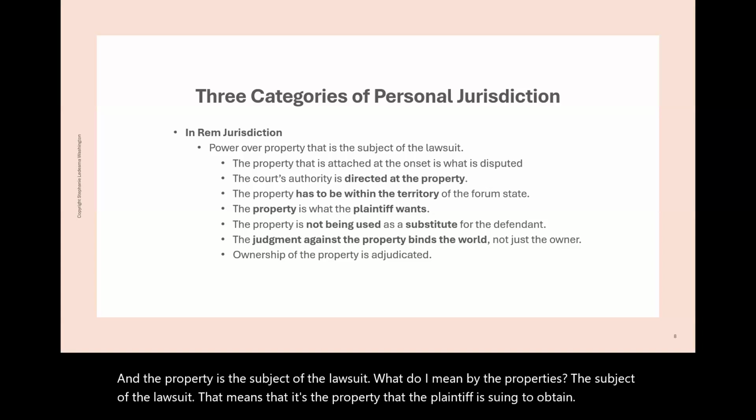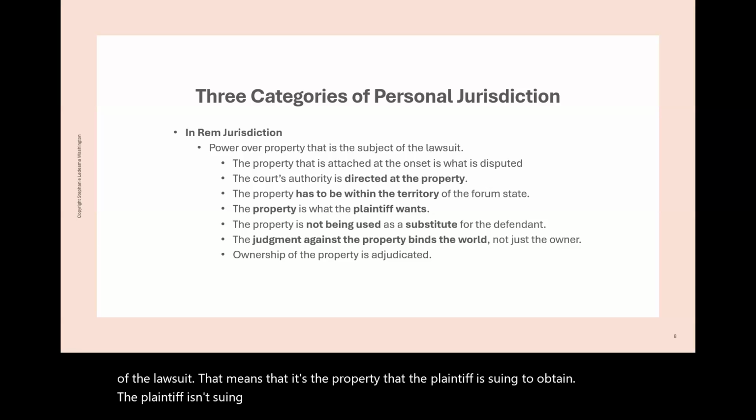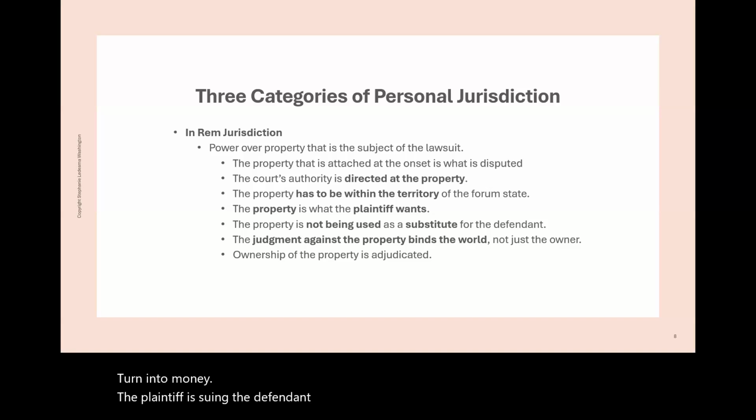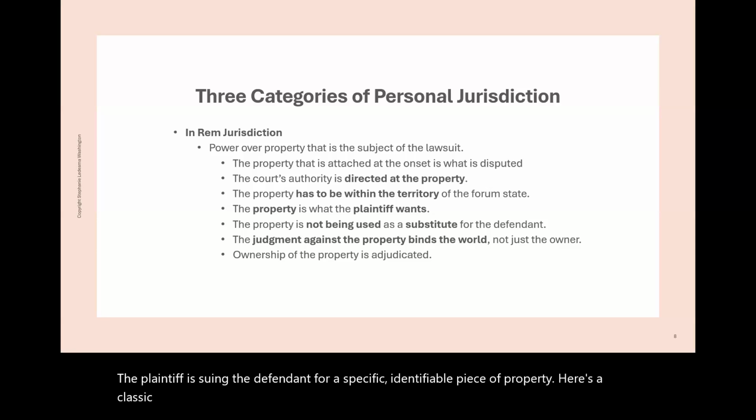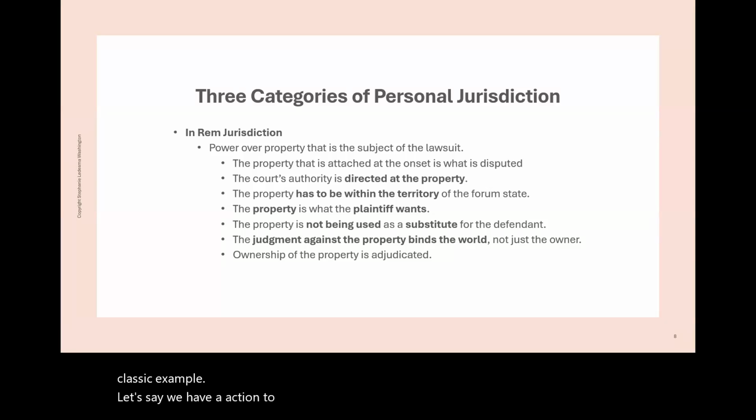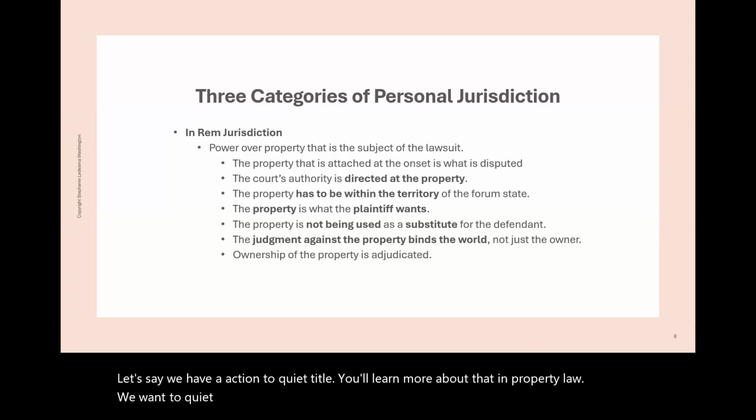The plaintiff isn't suing the defendant to obtain a judgment that can turn into money. The plaintiff is suing the defendant for a specific identifiable piece of property. Here's a classic example. Let's say we have an action to quiet title. You'll learn more about that in property law. We want to quiet the title to Blackacre.